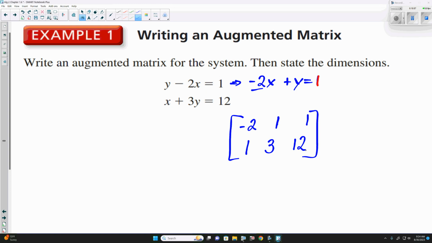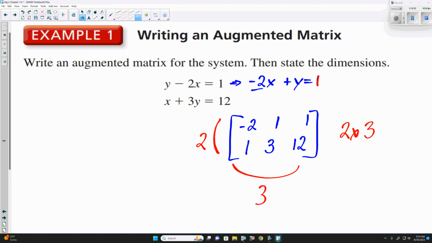1, 3, 12. We get 1 from the x, 3 from the y, and it's equal to 12. We want the x's to be first, then the y's, and if we have z, it goes third. Now, the dimensions: we have 2 rows and 3 columns, so it's a 2 by 3. There are cases where we will plug a 0 in, but that is if a variable is missing.